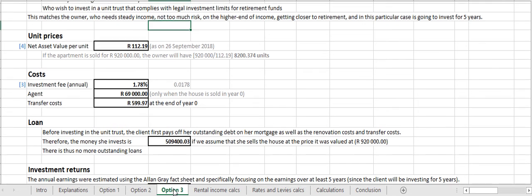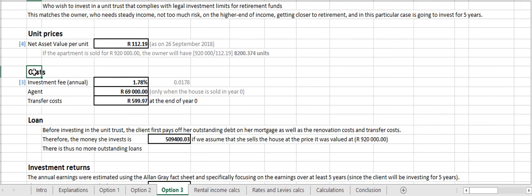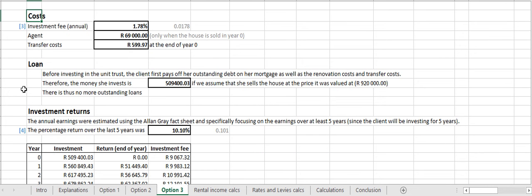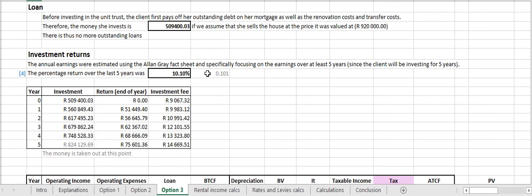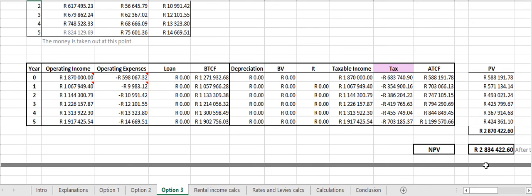Expenses for option 3 included agent costs, investment fees, and transfer costs when selling the apartment. An assumption was made that the client will first pay off her outstanding debt on her mortgage as well as the renovations, namely the plumbing, before she invests her money in a unit trust. An investment return of 10.01% was used, since this was the average investment return over the last 5 years for this particular unit trust. An NPV was once again calculated.